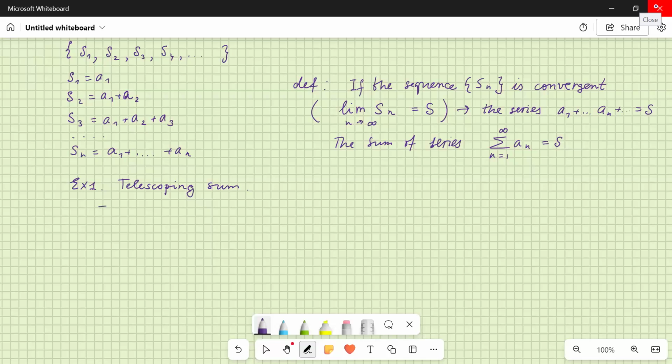I'm going to write down an infinite series already with sigma notation, and it's going to look like this. And I have a question: does it have a limit? Is it equal to something, or is it going to be equal to infinity?